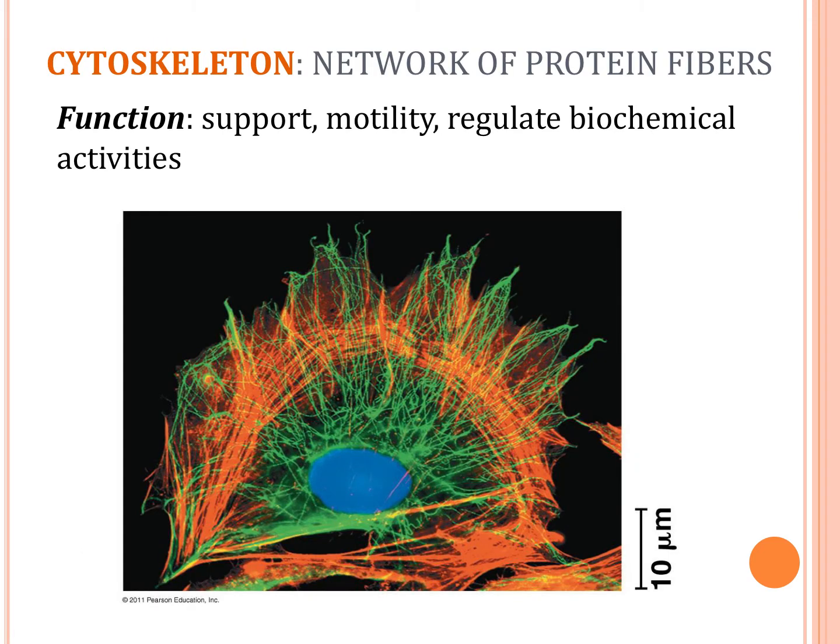The cell also requires organelles to be able to maintain its structure and also help it to move. So that's the job of the cytoskeleton. As you can see in this diagram, there's some fibers that have been dyed and they fluoresce under microscopy. And so these fibers are found surrounding the cell on the outside surface and within the inside. And the main function of the cytoskeleton is for support, motility or movement, and to regulate biochemical activities.